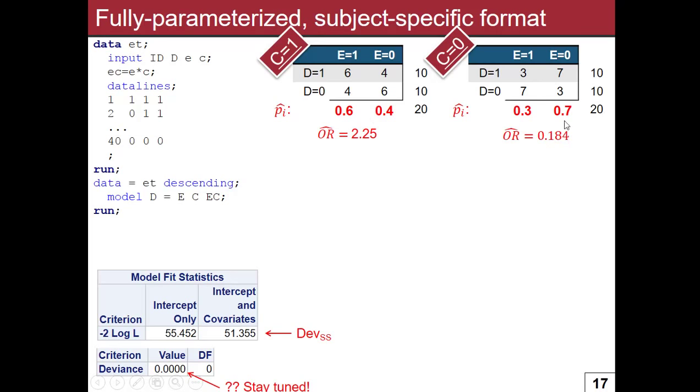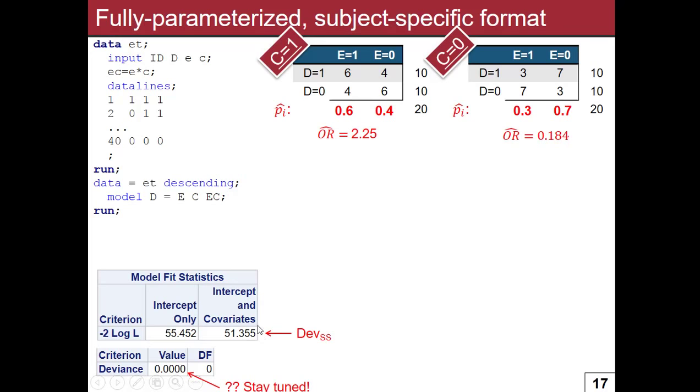In this table it's 0.3 and 0.7. Anyhow, SAS is going to spit out some stuff of interest. This thing, 51.355, is the -2 log likelihood of your model. You can use this for the likelihood ratio test. You can also use it to compute the deviance from the saturated model, because this divided by 1 is that deviance statistic, but we said that's not very useful.